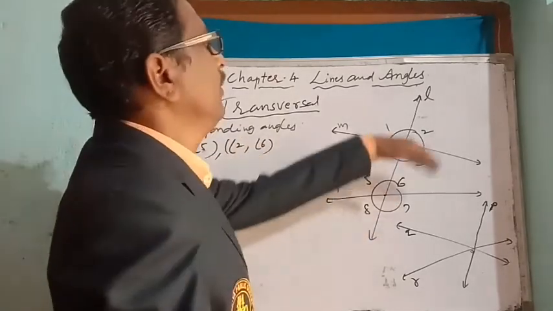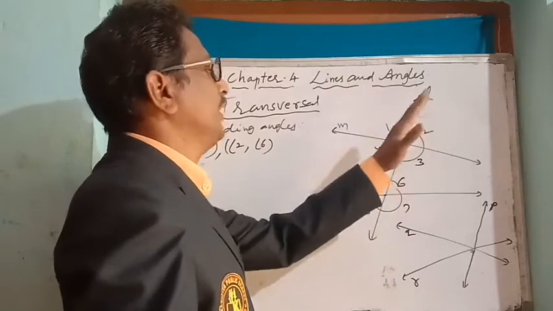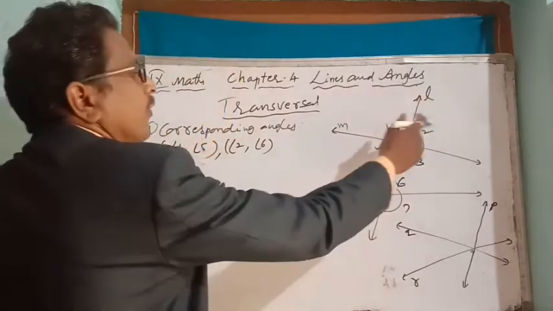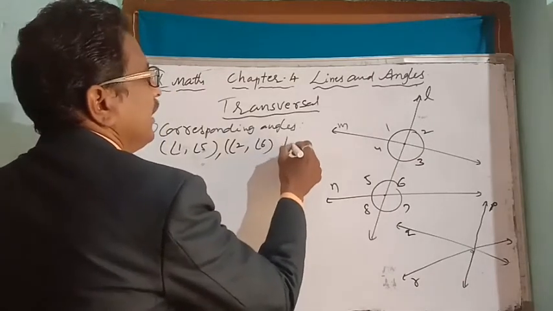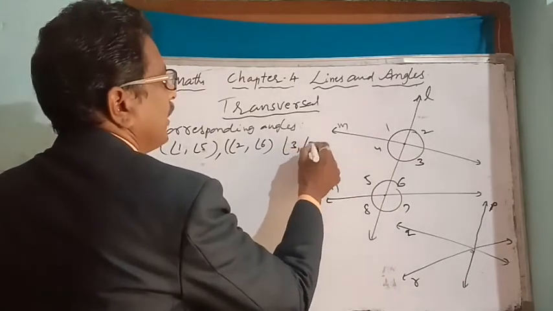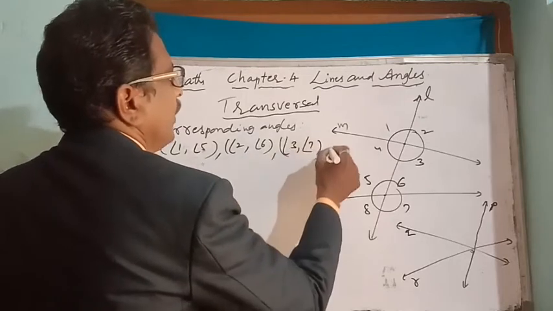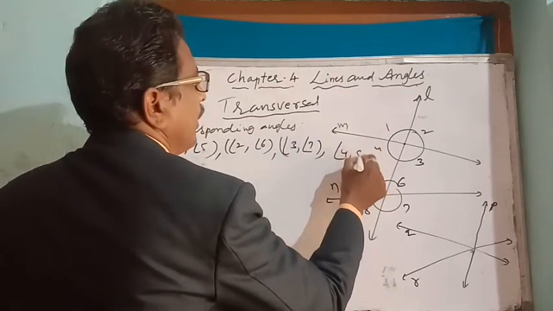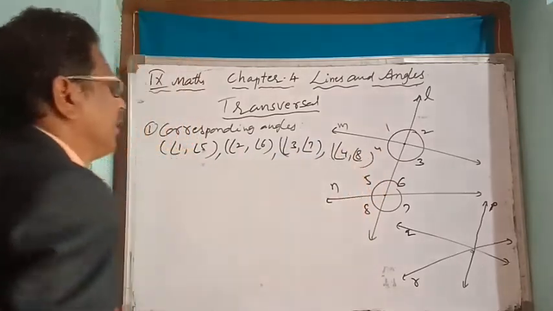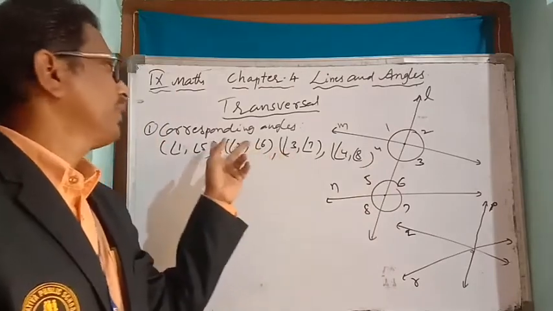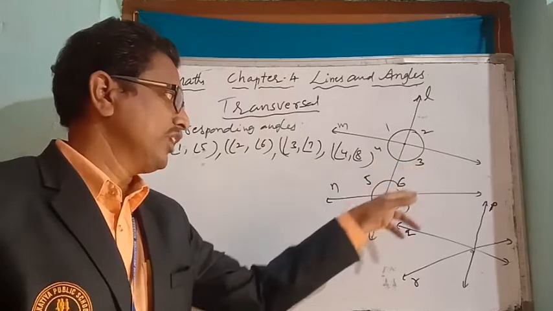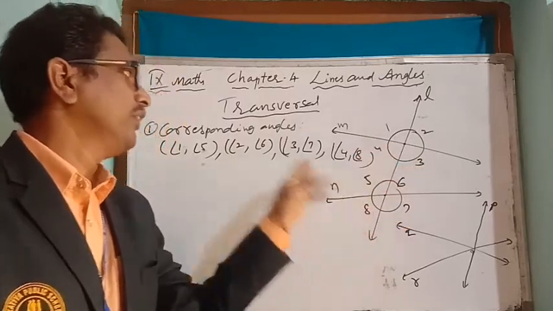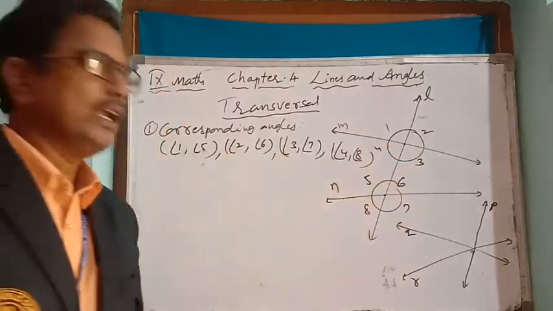Same position of the angles, same side of the transversal. Angle 2, angle 6. Next, angle 3, angle 7. Angle 4, angle 8. These are the 4 pairs of corresponding angles formed here: angle 1 and angle 5, angle 2 and angle 6, angle 3 and angle 7, angle 4 and angle 8. These are called corresponding angles.